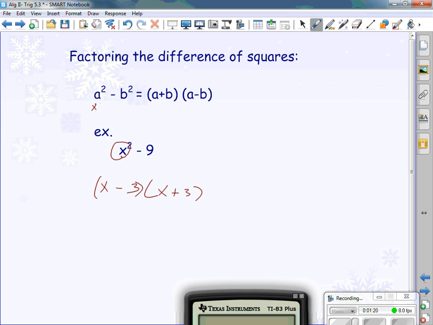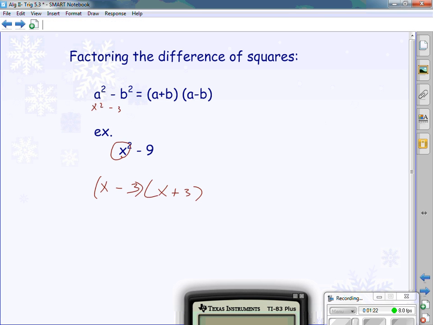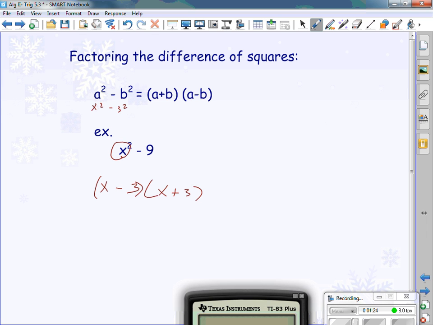This is your x squared. This is technically 3 squared. If I find my zeros, what's my first 0? 3. What's my second 0? Negative 3.